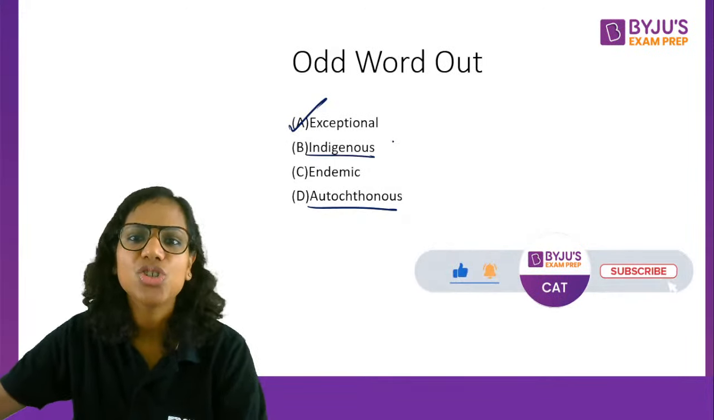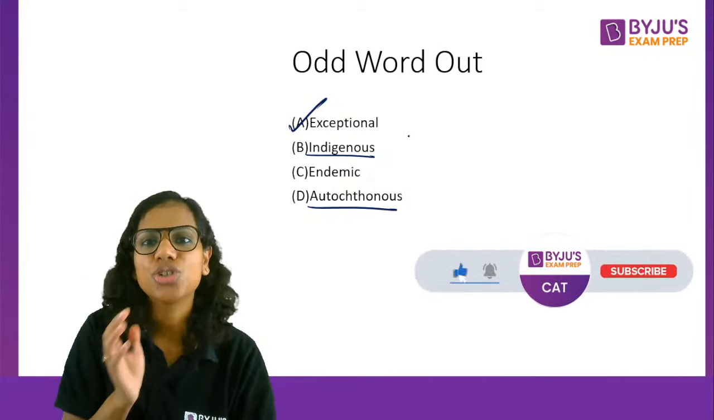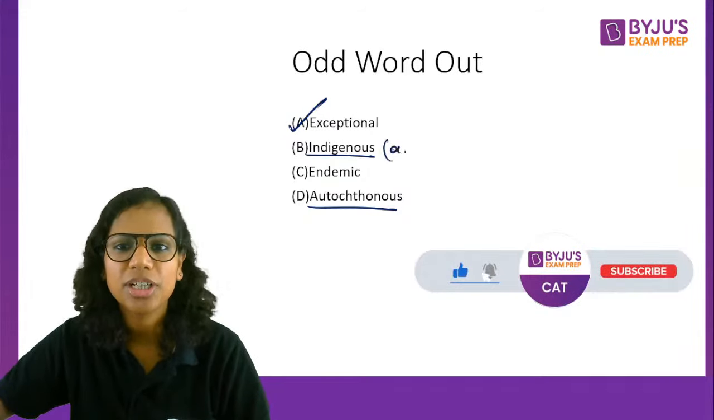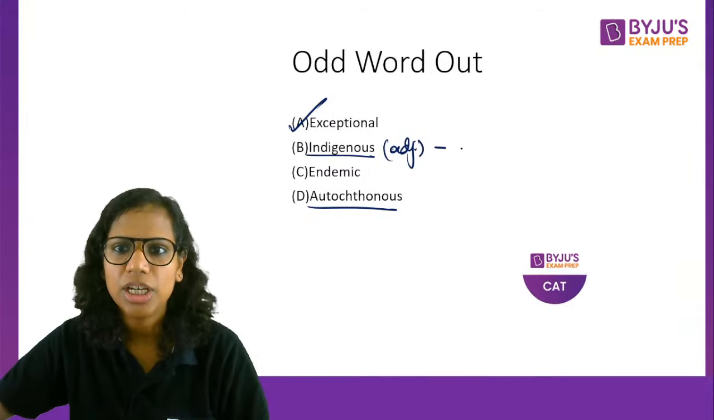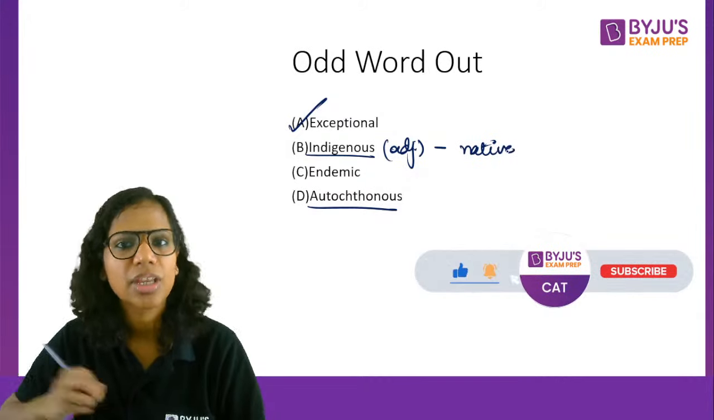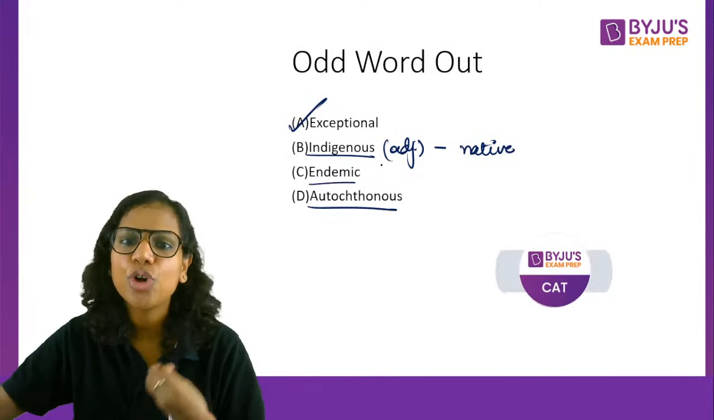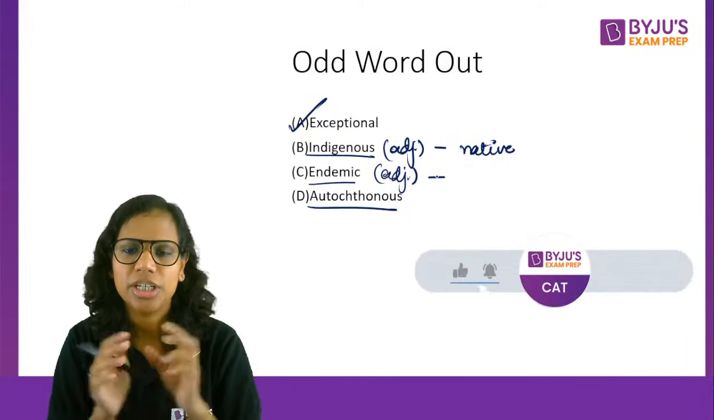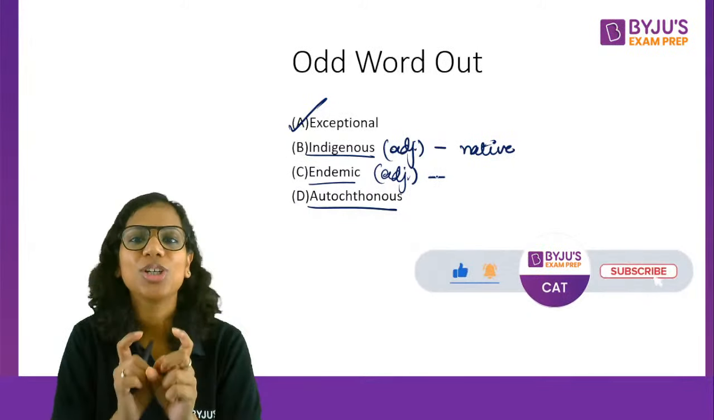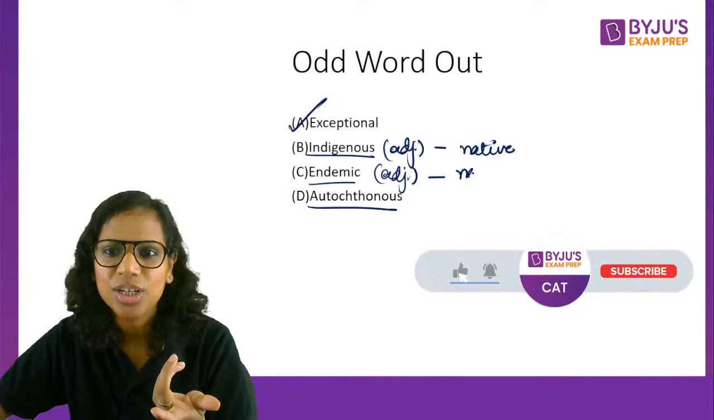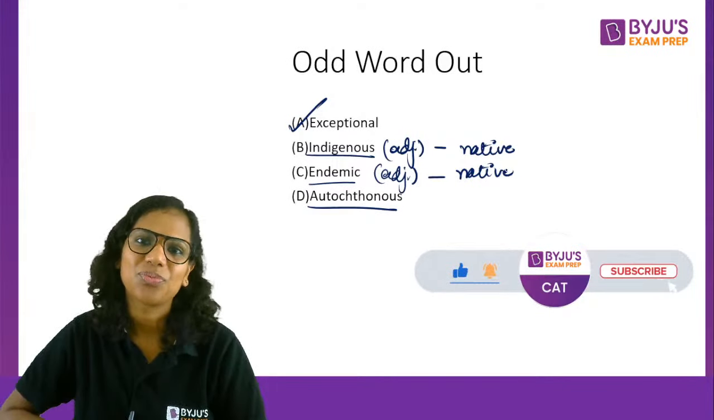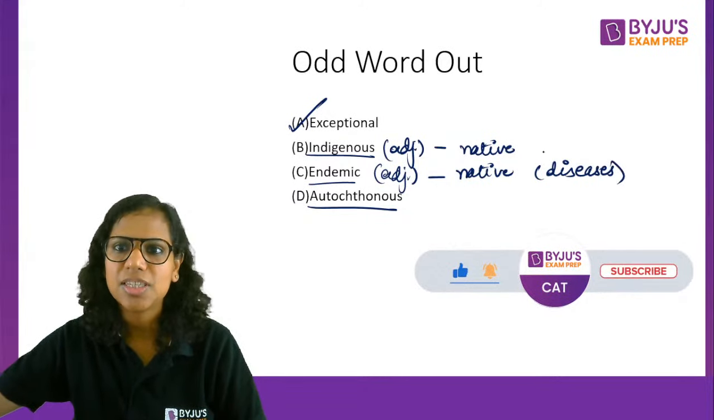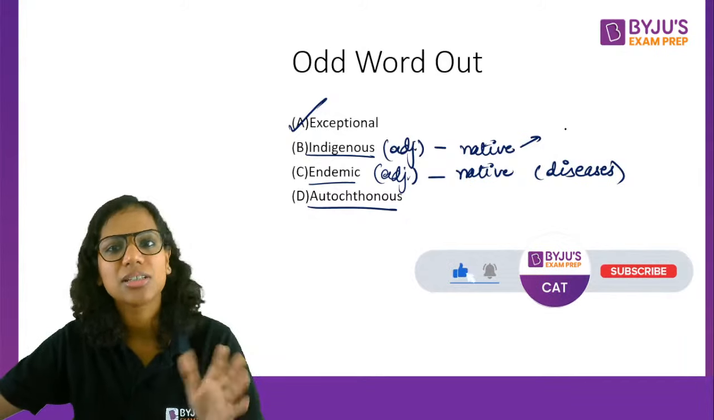See this. Indigenous. If I say these plants are indigenous to Jammu and Kashmir, that means they are native to Jammu and Kashmir. Okay, indigenous means native. Endemic is often used for diseases, but it also means diseases confined to a particular area, diseases belonging to a particular area. So in a way, diseases native to a particular area. So often used for diseases. I'm writing this here. This can be used for plants, animals, other things, etc.